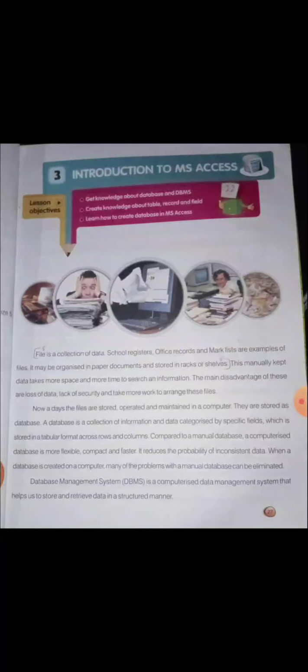So file means it is a collection of data manually kept in shelves. It takes more space and time to search for information. The main disadvantages of files are loss of data, lack of security, and more work to arrange these files. Nowadays, files are stored in computer format. So a computerized database is more flexible, compact, and faster. It reduces the probability of inconsistent data. Data is a collection of information, and file is a collection of data.